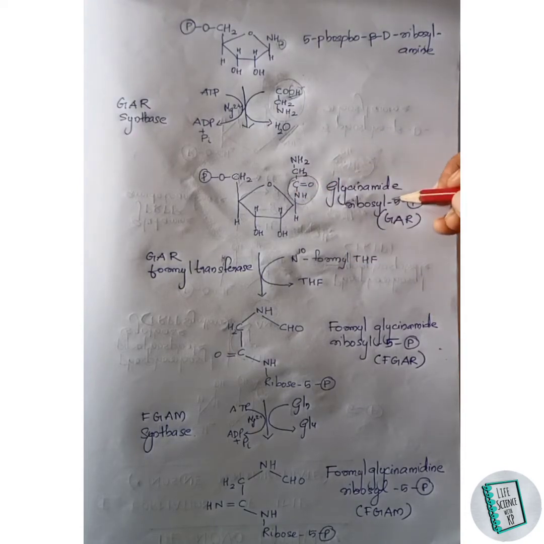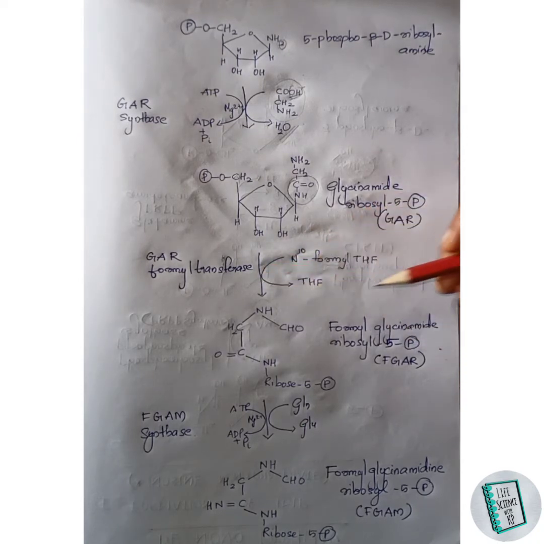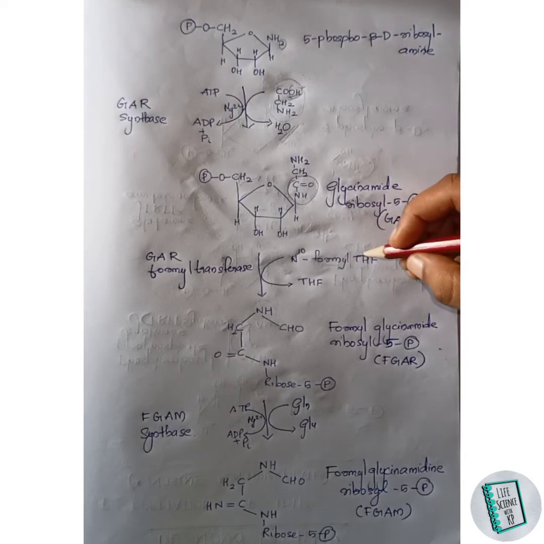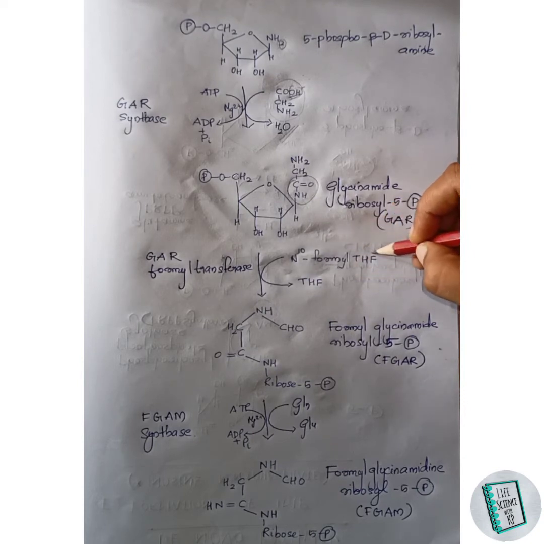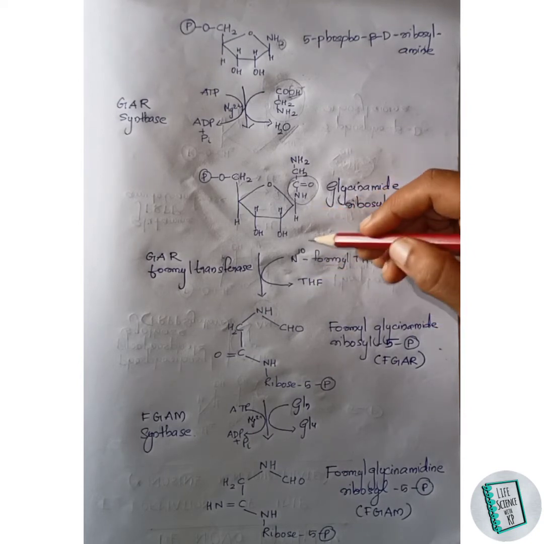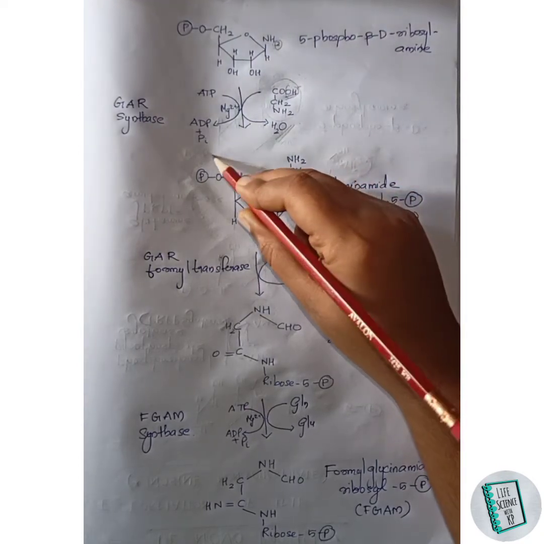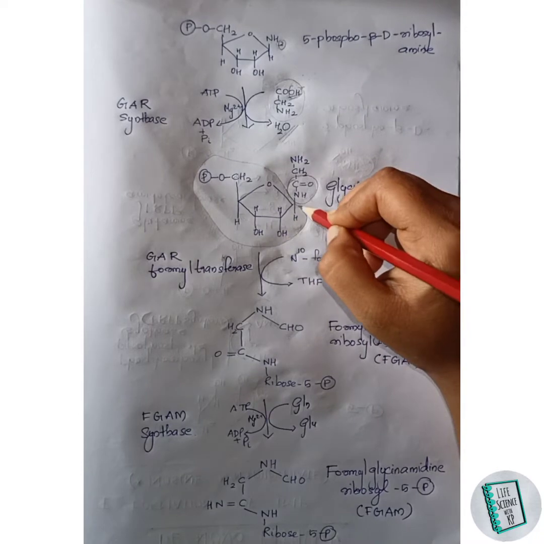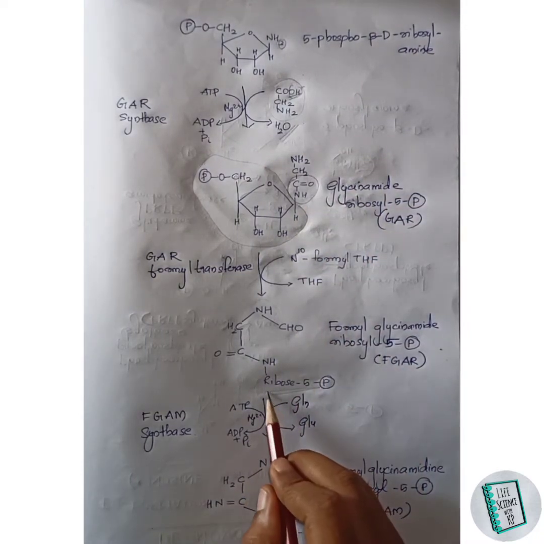Thus GAR is formed. Then this GAR, in the next step, in the presence of GAR formyl transferase, forms formylglycinamide ribosyl 5-phosphate, or FGAR. Here transfer of a formyl group, or CHO group, from N10-formyl THF is happening. What happens here is this ribosyl 5-phosphate group we write as ribose 5-phosphate, without writing its structure, for simplicity.